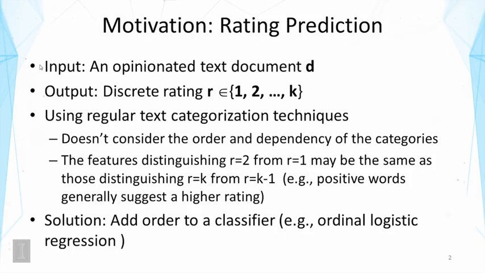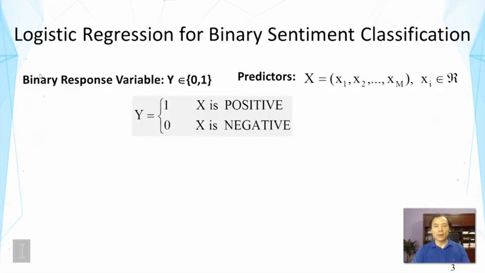So what's the solution? Well, in general, we can add order to a classifier, and there are many different approaches. And here we're going to talk about one of them. It's called Ordinal Logistic Regression. Now, let's first think about how we can use logistic regression for a binary sentiment categorization problem. So suppose we just want to distinguish positive from negative, and then it's just a two-category categorization problem. So the predictors are represented as x, and these are the features, and there are m features altogether. Each feature value is a real number, and this can be a representation of a text document, right?